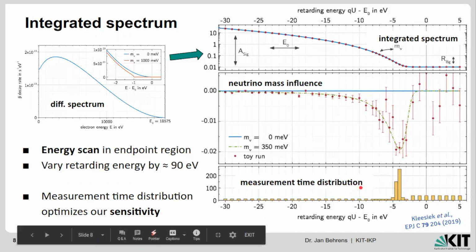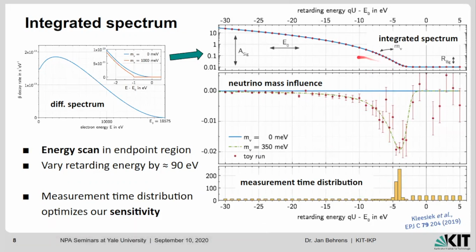And then we have a measurement time distribution, which means how much time we spend on each retarding potential. And you can see here, it's very much peaked close to this region where we are most sensitive. And of course, we can also use this measurement time distribution to optimize our sensitivity. For example, if you have higher background, this would shift a little bit to the left because some of the spectrum is not accessible. And so by using the measurement time distribution, we can optimize our sensitivity depending on our experimental parameters.